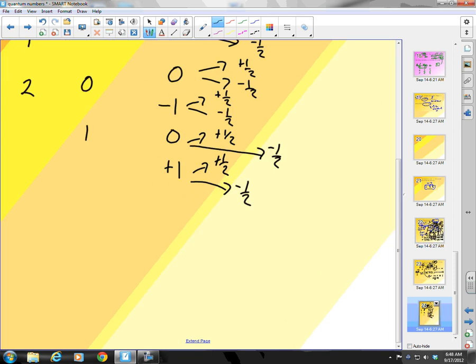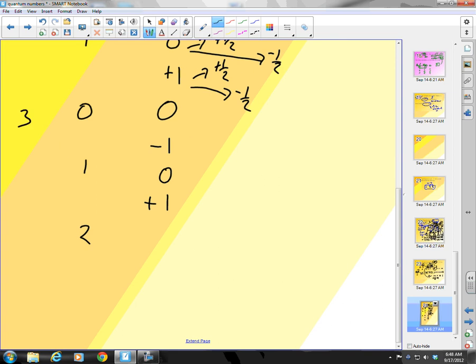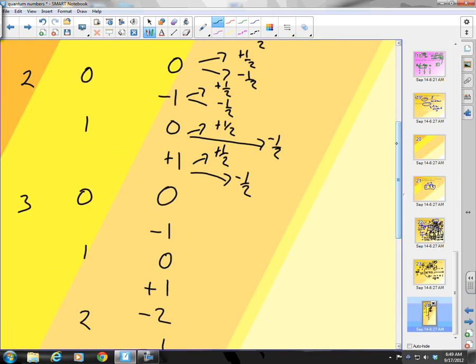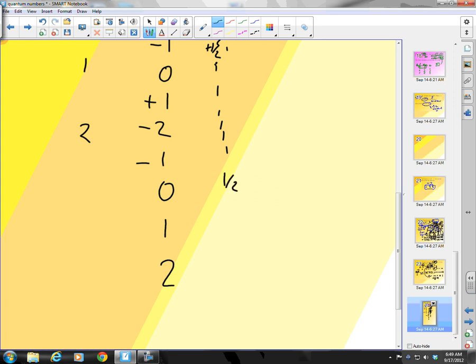Now the biggie, 3. When N equals 3, what are my values for L? I think we're starting to see a pattern: 0, 1, 2. What are my M's? When L is 0, M is 0. When L is 1, M is negative 1, 0, positive 1. When L is 2, I get negative 2, negative 1, 0, positive 1, positive 2. And then all my S's, 1/2 and negative 1/2 for each, all the way down. Well, that is it.